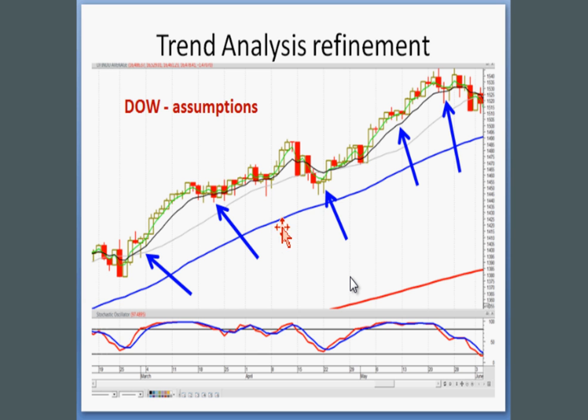The 3T line, very quickly: if we've moved too far away from the T line, the 3T line now becomes more effective. We don't want to see a sell signal and close below the 3T line, because that means it's going to come back and test the T line.